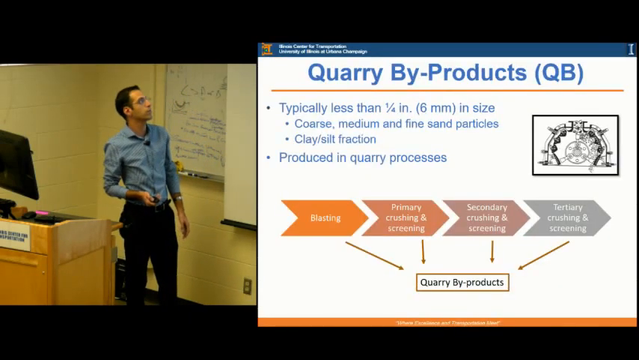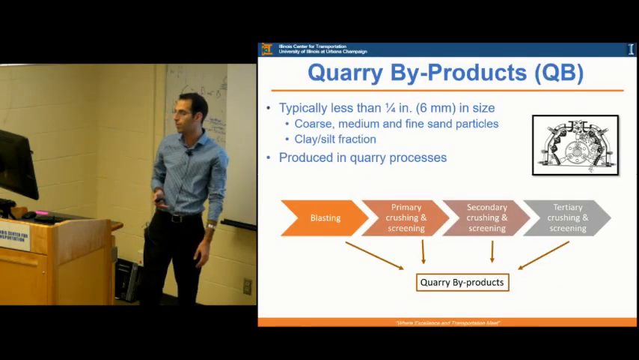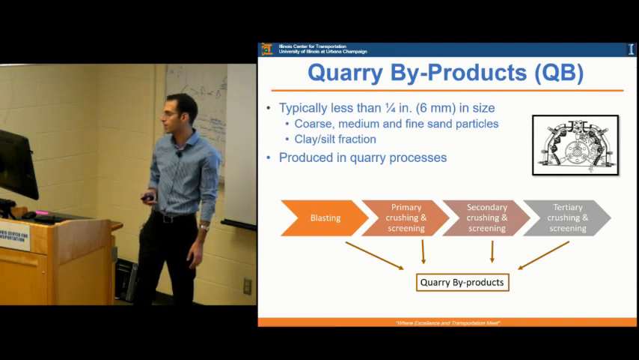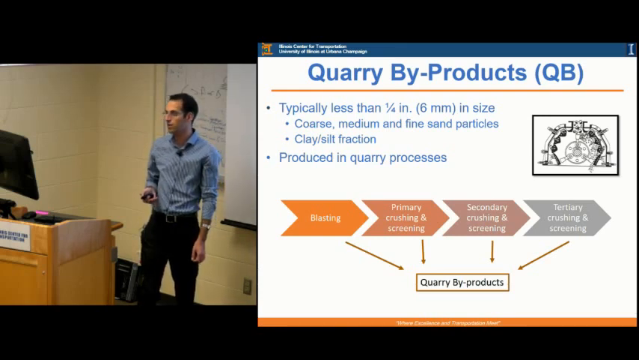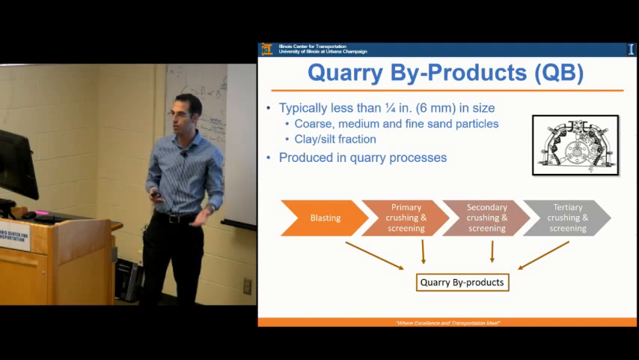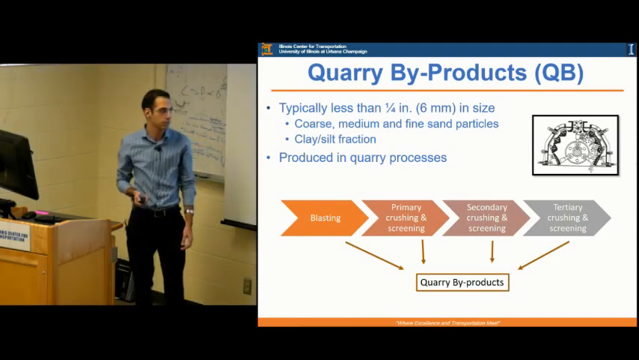To start with, what are quarry byproducts? Quarry byproducts are byproducts that are produced at the quarry in different processes, such as the blasting, the crushing, and the screening of different techniques. These are usually very fine materials, passing number 4 sieve, smaller than 6 millimeter in size. And they're mainly sand materials, coarse to fine sand with some fractions of clay and silt.